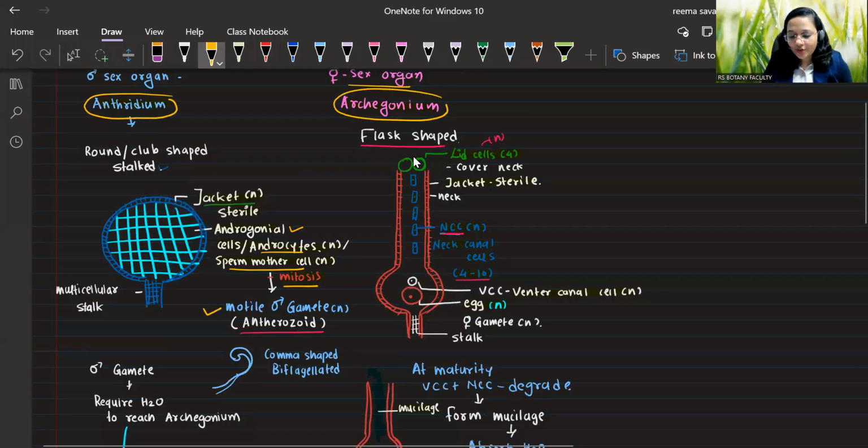Another structure is the archegonium, the female sex organ. The archegonium is flask-shaped. It has a sterile jacket made up of 6 rows of cells. Inside is the neck region, which has NCCs, the neck canal cells, which can be 4 to 10 in number. This portion is known as the venter. In the venter, there is one venter canal cell and one egg cell, the female gamete. Both structures have a stalk, and this is the lid of the archegonium.